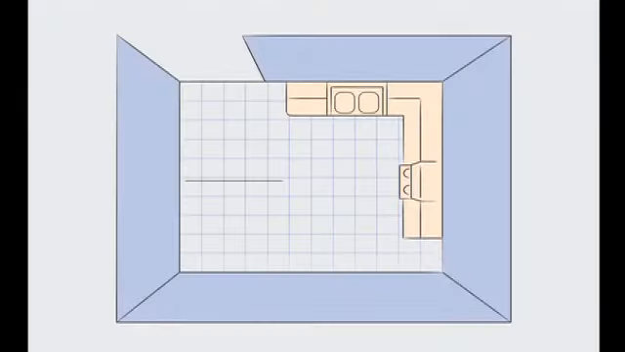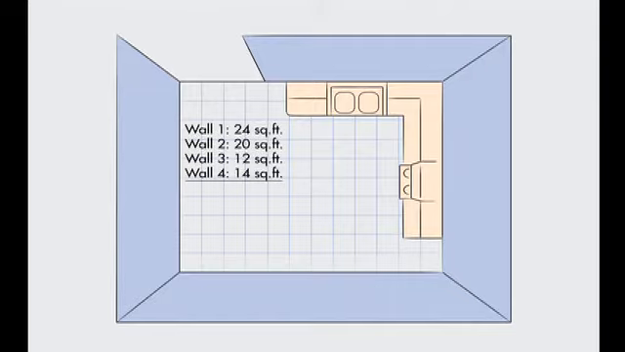Calculating the amount of material needed to cover walls is essentially the same process. Measure the area to be tiled on each wall, add all the walls together, and figure the square footage. Add a waste factor of 10%, and you've got the amount of material you'll need.